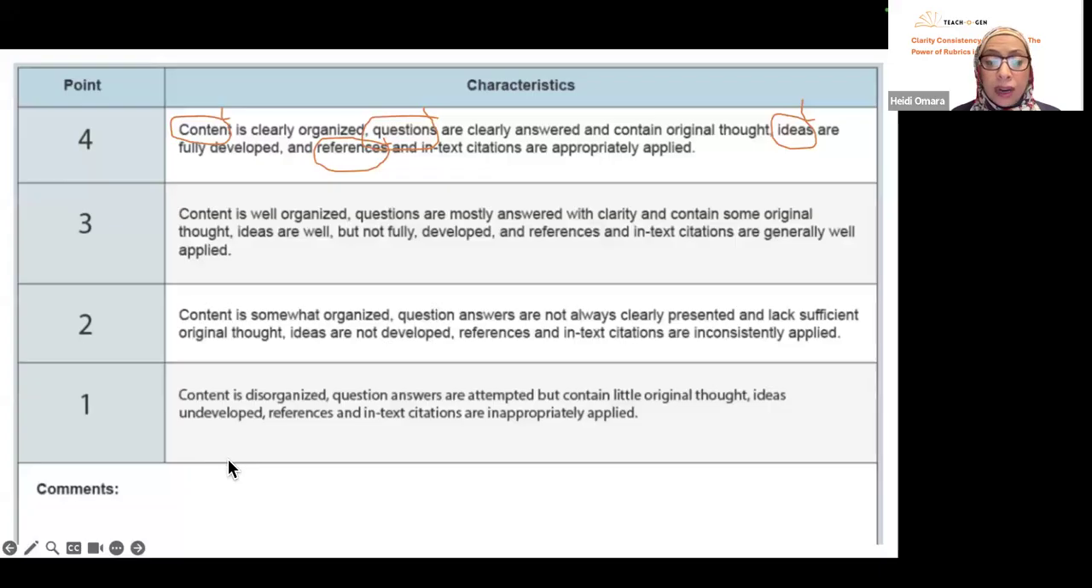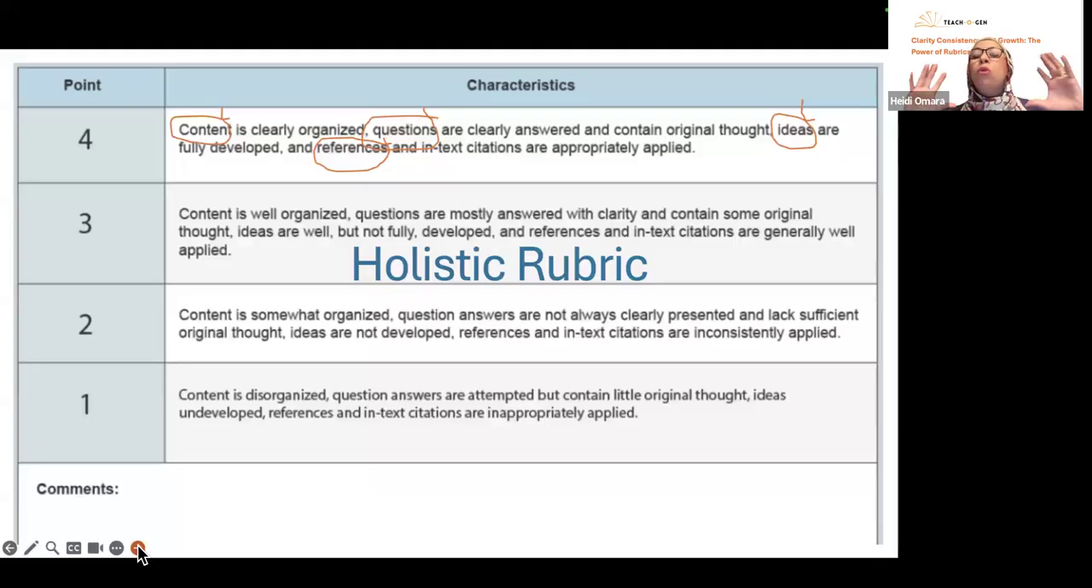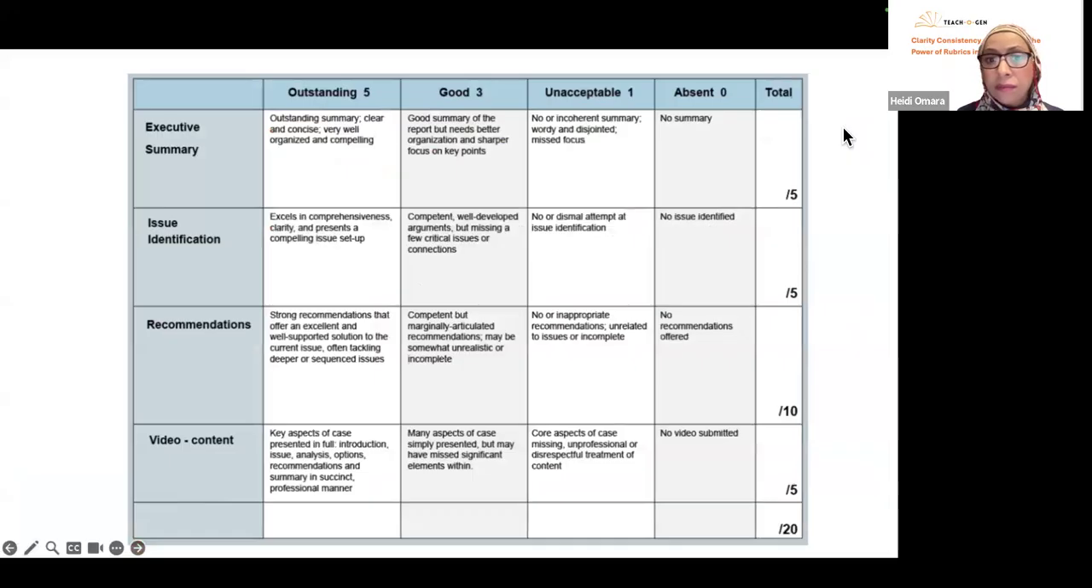We call this rubric a holistic rubric. It's holistic. It looks at more than one thing at a time. Is it useful? Yes, it is useful. In some cases, it's very useful and practical, because when we look at this one, where it is divided into more than one thing, you've got the executive summary, issue identification, recommendations, video content. This is just a sample rubric for a presentation. So look at each part and how it is designed.